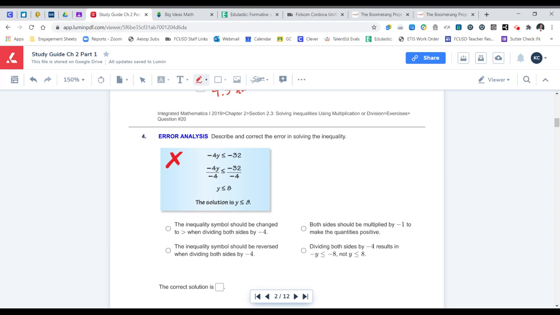Okay, what's their mistake? Describe it and correct it. Well, here I see that mathematically they divide by -4, they got a +8, and so they've got their solution. So the border point is correct. The only problem is they divided by a negative, but they kept the inequality as a less than symbol. Somewhere in this step right here, they should have reversed the symbol. So the inequality should be reversed when dividing both sides by -4.